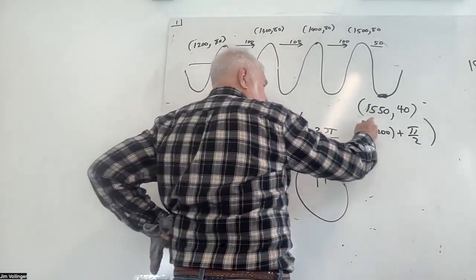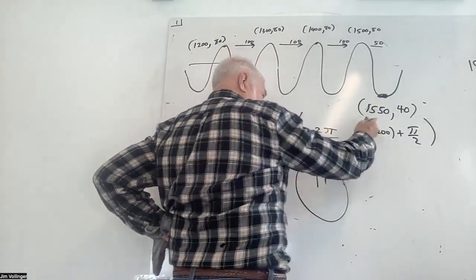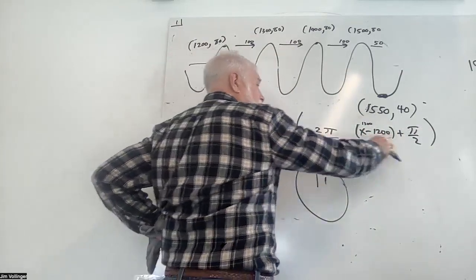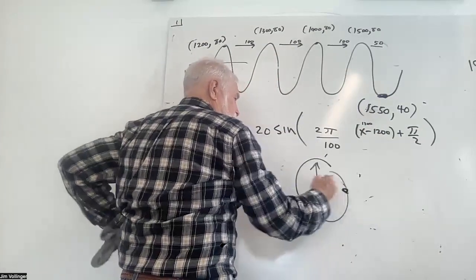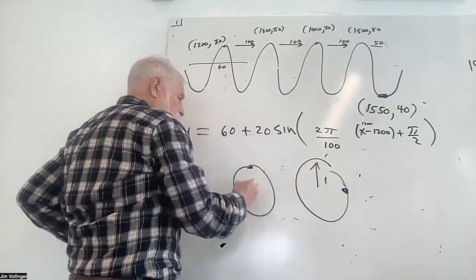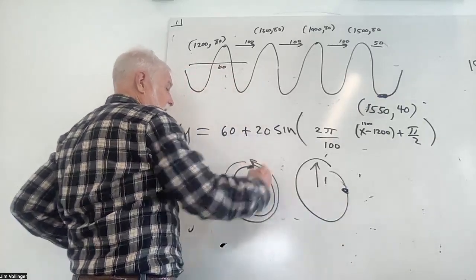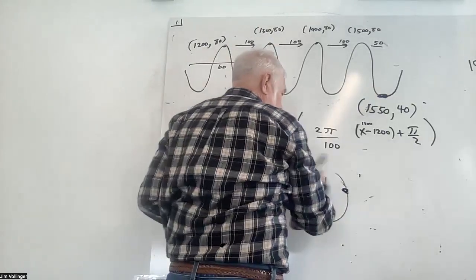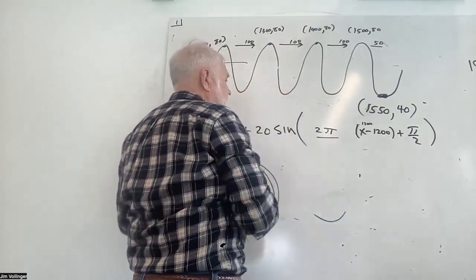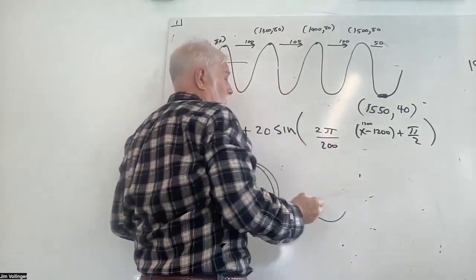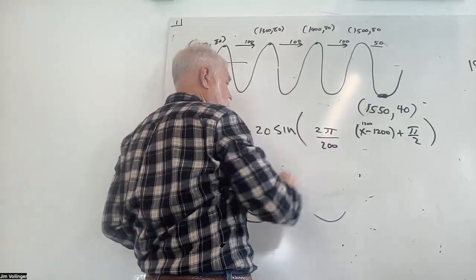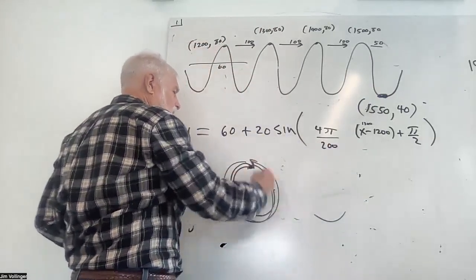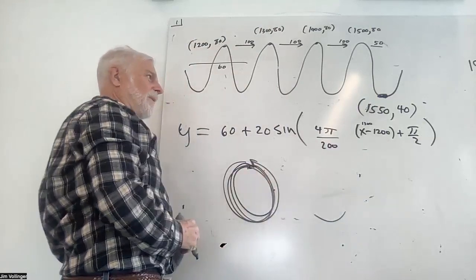Okay, so we put 1300 in. I hope you can see 100 cancels. And if 100 cancels, we're 2 pi plus pi over 2. Well, here's pi over 2 right here. And 2 pi means go around once. We're back to a max. We're back to 80. What happens if I went 200? 200 is 2 revolutions. Two revolutions should take me from here. One revolution, two revolutions, took me right back.